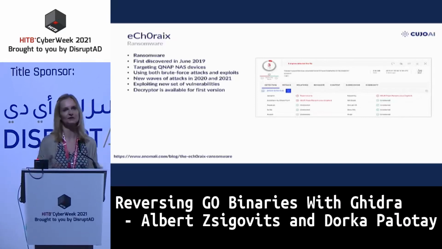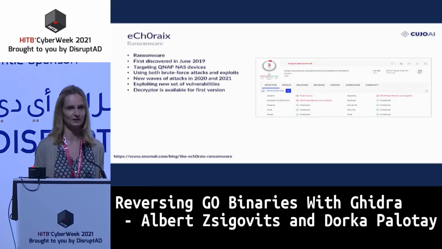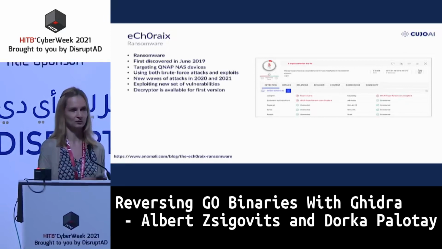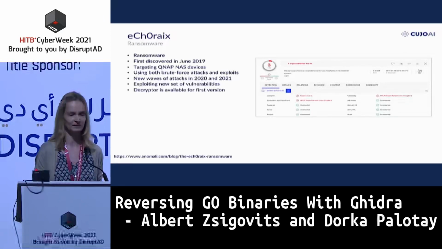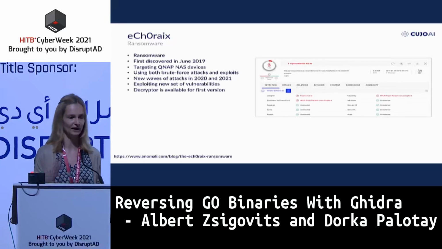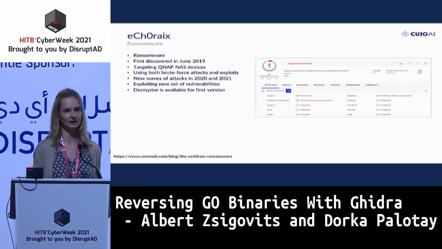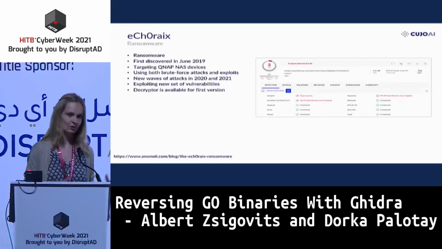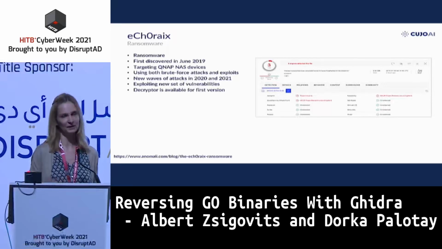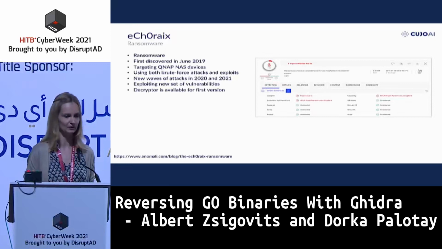You can either download the malware samples from VirusTotal, and there are non-malicious samples that we used and uploaded to our GitHub repository, so you can also use those. The first one that you will meet during this presentation is the EcoRX ransomware. This was first discovered in 2019, but it is still active since then. It used both brute force and different exploits to attack mainly QNAP NAS devices. Over the years, it added newer and newer exploits to its toolset, and for the first version there is a decryptor available, but unfortunately for the later versions we don't have those yet.